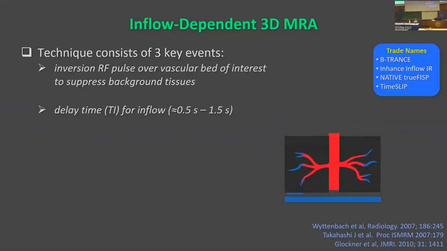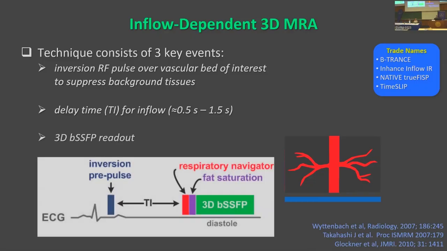Now, one of the most well-established techniques is the basic inflow-dependent 3D. I've talked about flow-independent before, but this one separates arteries from veins because it's inflow-dependent. You simply apply an inversion pulse over a broad area, typically used for renal artery imaging. You apply a delay time to let the fresh blood flow in, and then you use a 3D balanced steady-state free precession readout.